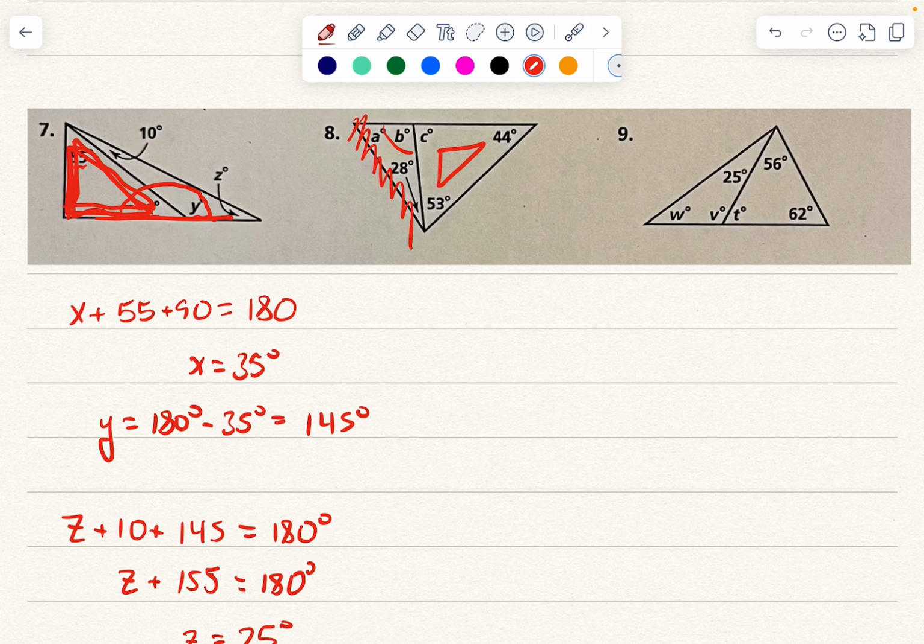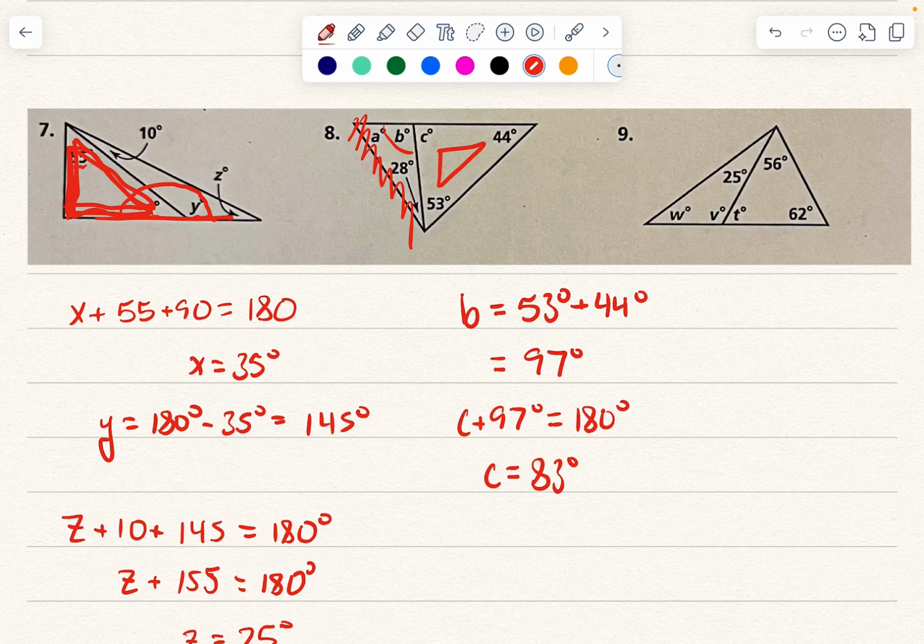So therefore, B must be the sum of those two remote interior angles. So I know that B must be equal to 53 degrees plus 44 degrees. So therefore, B must be equal to 97 degrees. That's pretty simple. I know that C has got to be supplementary to it. So C plus 97 must add up to be 180. So if I subtract 97 from 180, I'll get what C is, and that's going to be 83 degrees.